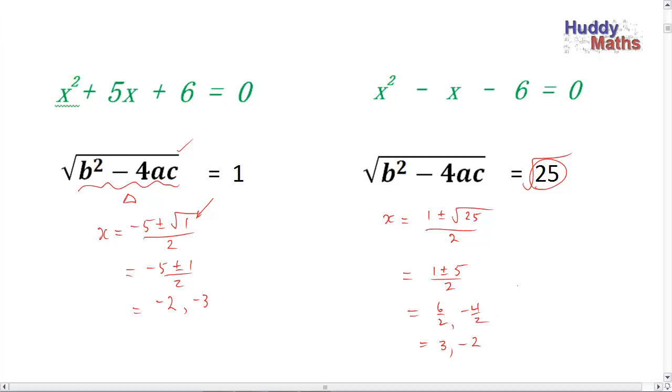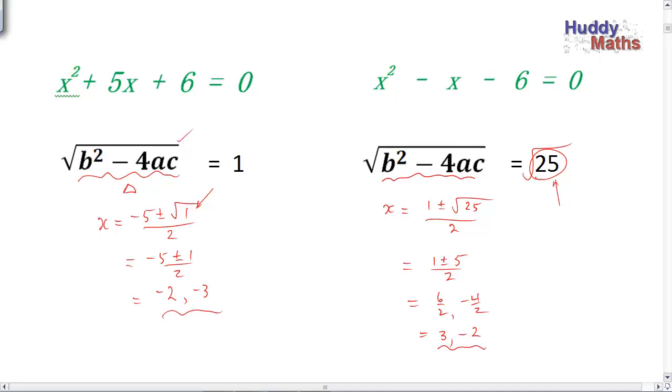So what do you notice? Well, not a problem as long as this thing here is positive, and if you also have the bonus of it being a perfect square, then it's going to come to rational answers here. And actually the quadratic would have been factorisable. You could have factorised that one. I didn't do that because of the other two.